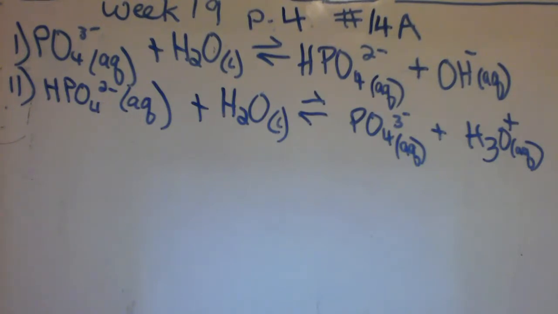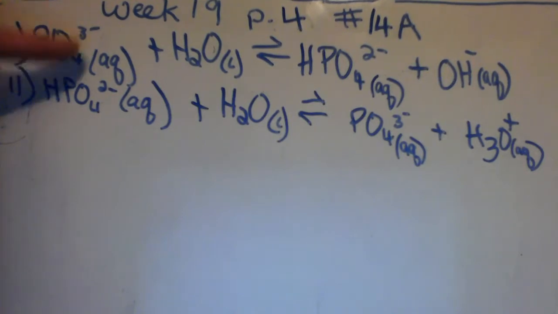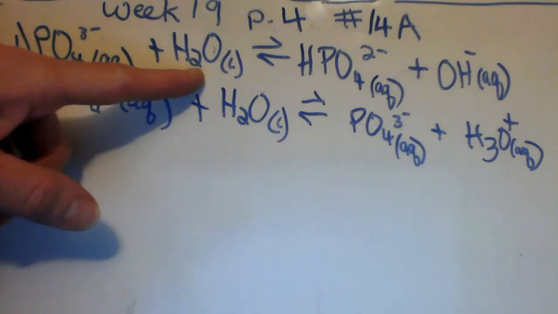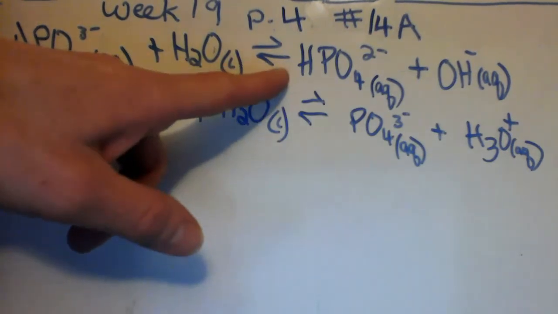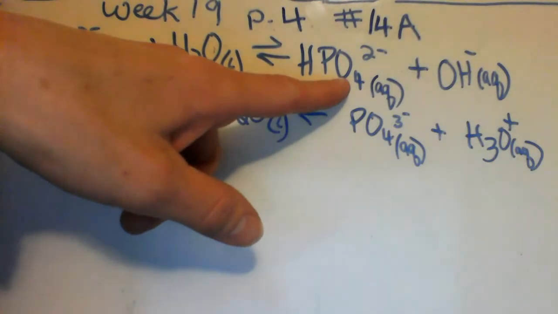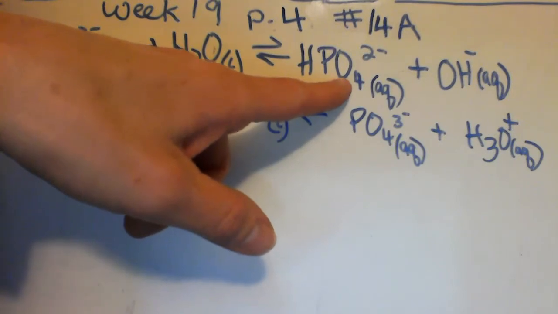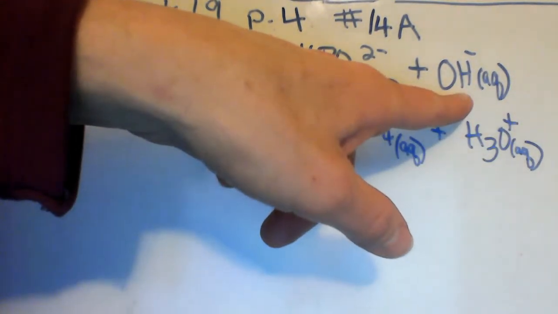So question A says, identify the conjugate acid-base pairs in both reactions. So let's look at reaction number 1. We have phosphate ion, which is a base. It's negative, so it can attract or accept a hydrogen ion, which is positive. We have water, in which the reaction occurs. It yields phosphoric acid and hydroxide ions.